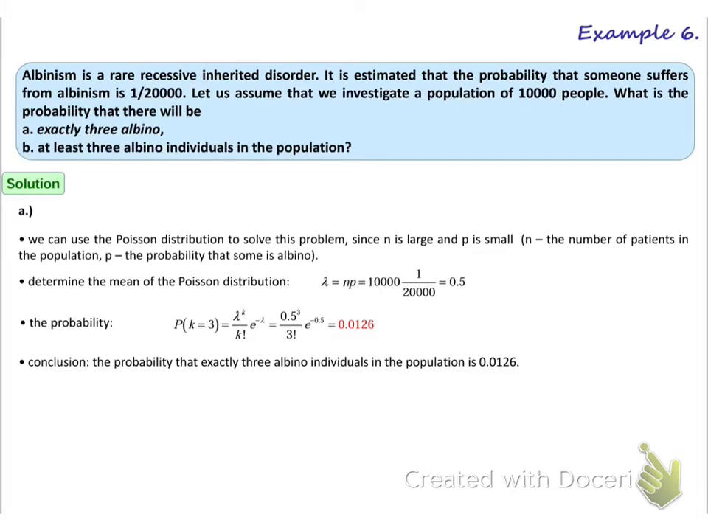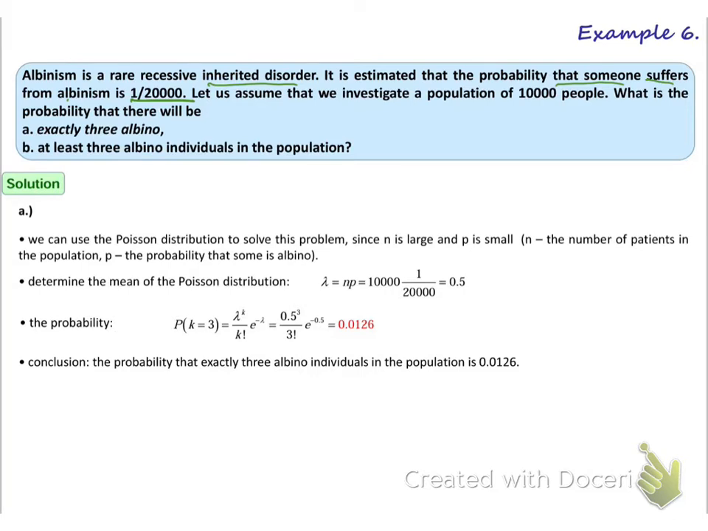So in this problem, albinism is a rare recessive inherited disorder. It is estimated that the probability that someone suffers from albinism is 1 over 20,000. If we look here, we can notice the probability is very, very small. So the first thing that must be triggered in our mind is Poisson distribution, because Poisson distribution means something very minor and less likely to happen. Low probability.